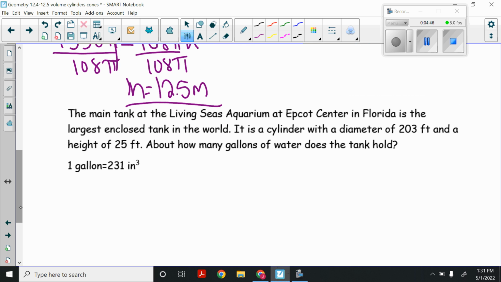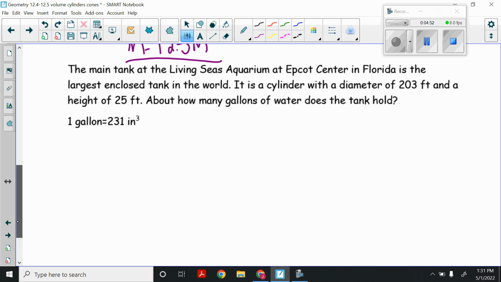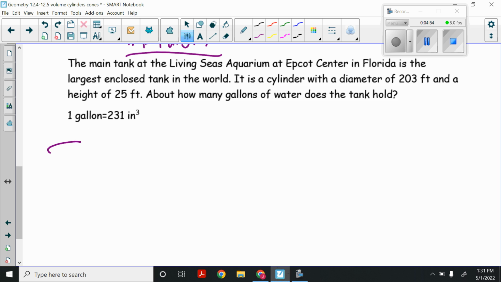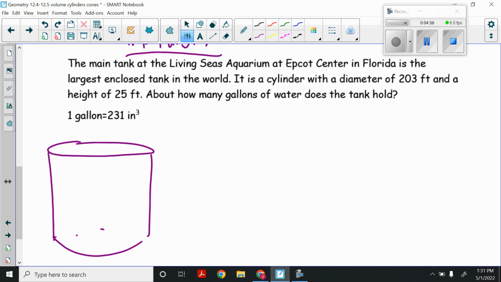It's the next word problem. The main tank at the Living Seas Aquarium at Epcot Center in Florida is the largest enclosed tank in the world. It is a cylinder, so they're telling me that we have a cylinder shape. I'm going to draw a picture of that, with a diameter of 203 feet, so all the way across is 203 feet, and a height of 25 feet. How many gallons of water does the tank hold if 1 gallon is equal to 231 cubic inches?